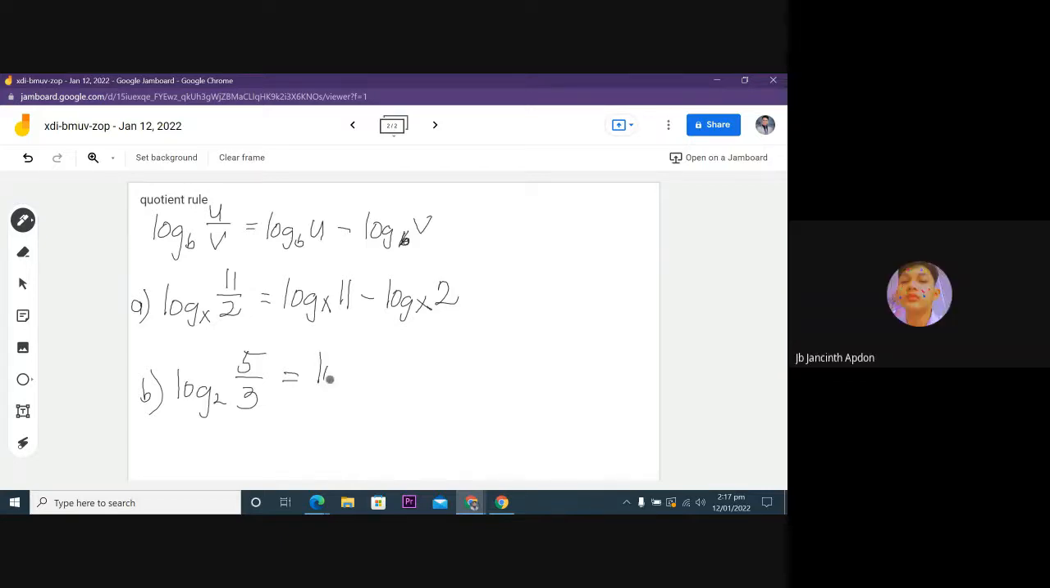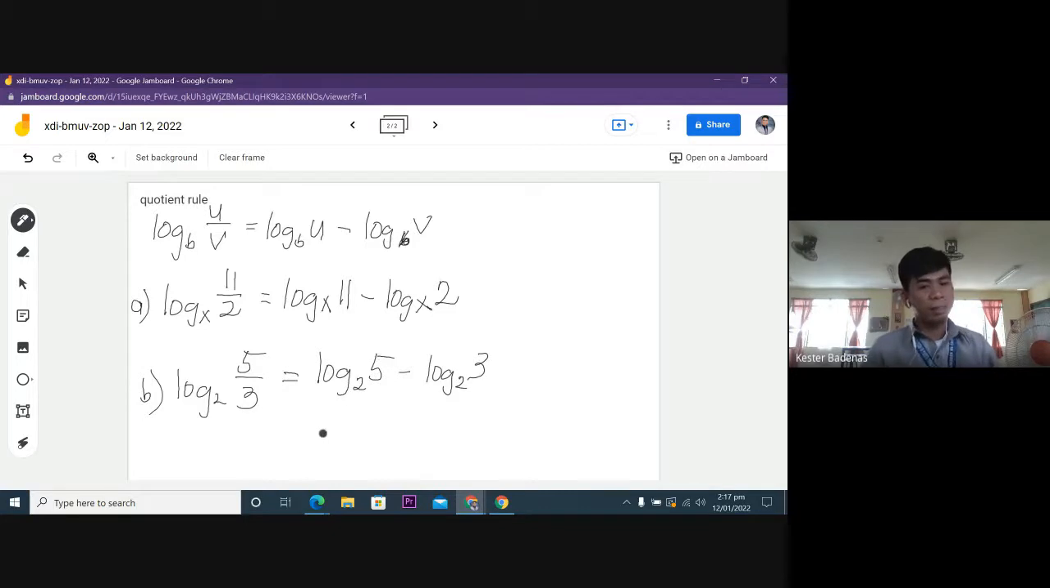Logarithm of 5 to the base 2 minus logarithm of 3 to the base 2. Okay, so this is correct. Thank you, JB. So the logarithm of 5 over 3 with the base 2 is equal to the logarithm of 5 with the base 2 minus the logarithm of 3 with the base 2.